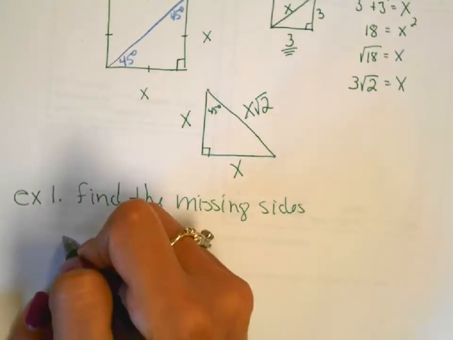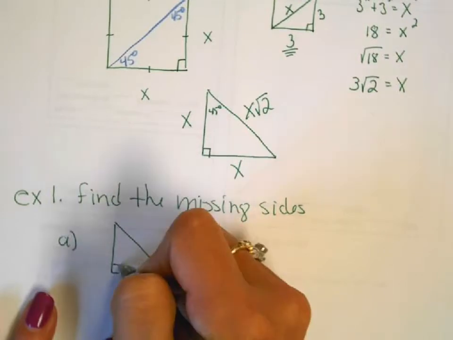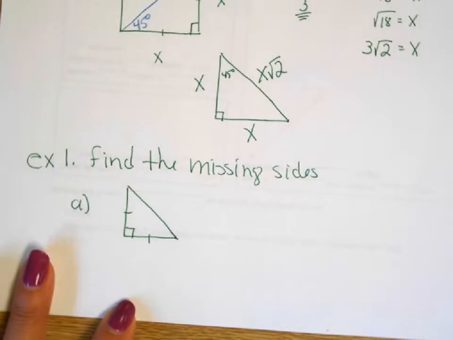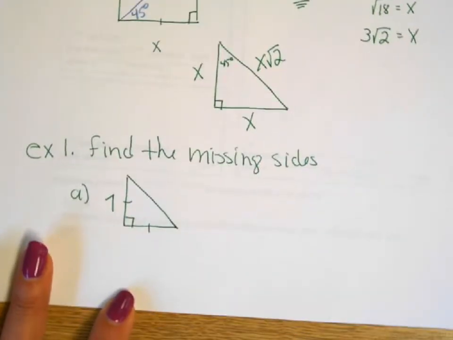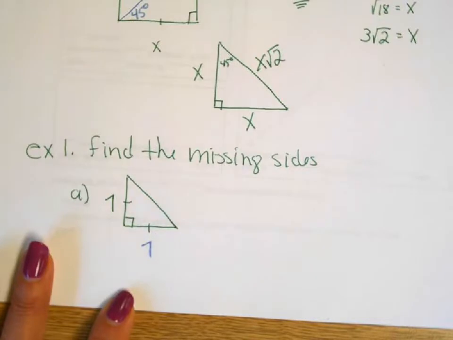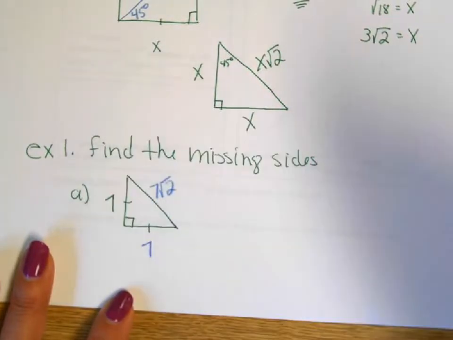Alright, so the tick marks make it a 45, 45. If I give you a 7, can you fill in the other 2 sides? Yes, one of them is 7. What's the hypotenuse going to be? 7 times the square root of 2. Doesn't get much easier than that, does it?